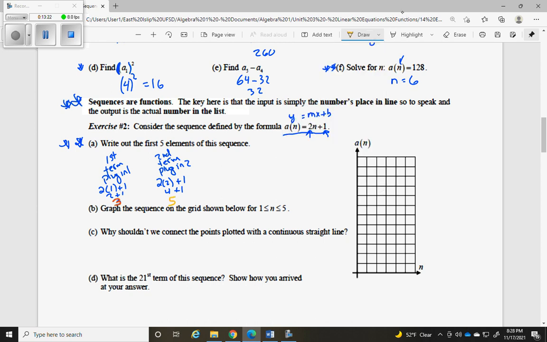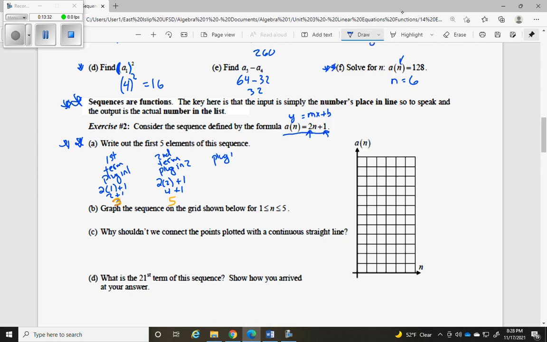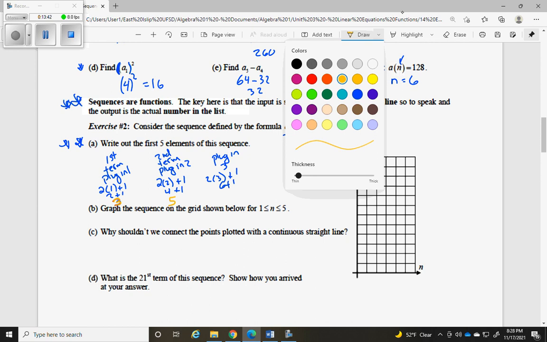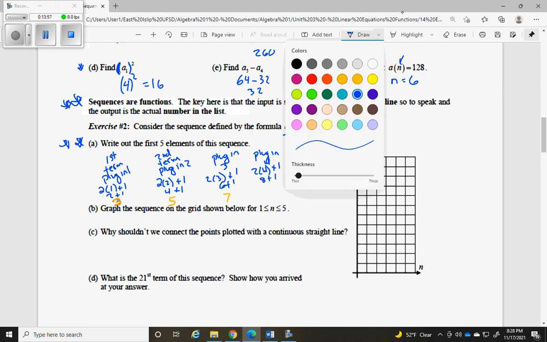So I think the first term is a 3. I think the second term is a 5. Let's find the third term. Plug in a 3 to find the third term. 2 times 3 plus 1, 6 plus 1 is 7. Let's find the fourth term by plugging in a 4. 2 times 4 plus 1, 8 plus 1 is 9.